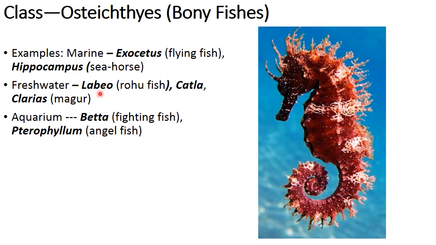Freshwater mein kya hai? Labeo hai, rohu fish that you know. Catla, clarias, that is magur. Aquarium mein jo fish hum lete hain, that is the betta, fighting fish. Pterophyllum, that is the angel fish.